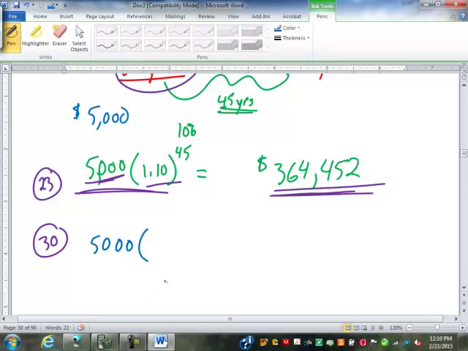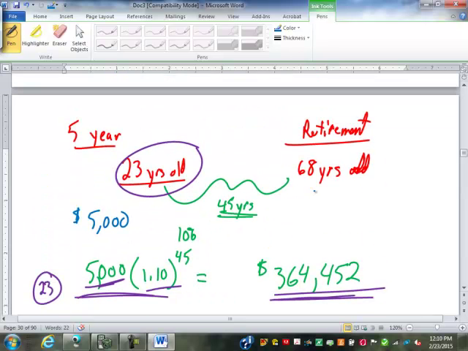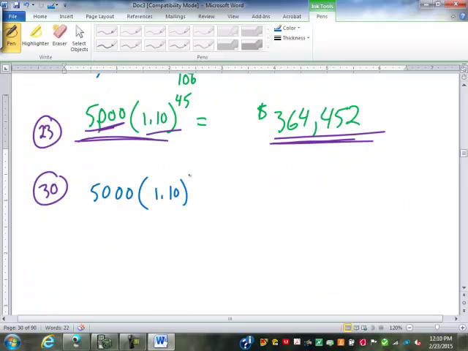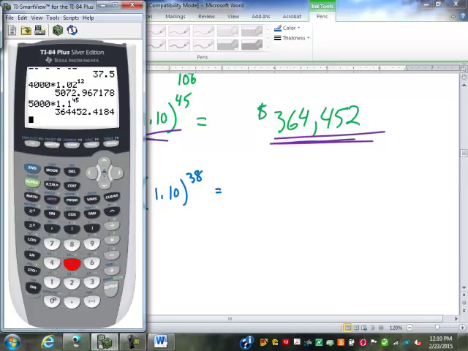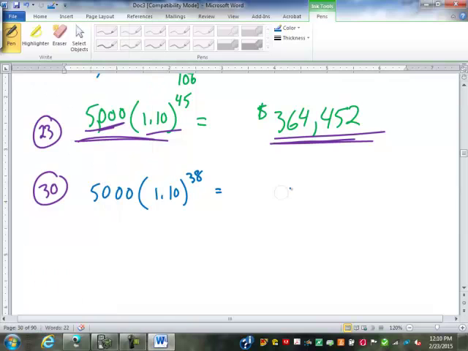Anyway, let's assume you put that same $5,000 away at the age of 30, and you can still get the 10%, so use 110%. Well, 30 to 68 is now only 38 years. So let's work off of that. Power of 38. So 5,000 times 1.10 to the power of 38 is 187,022.